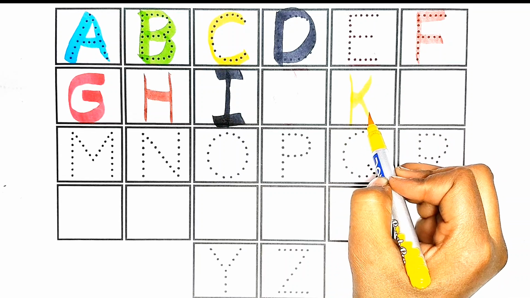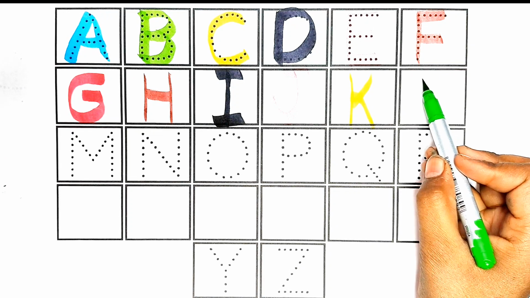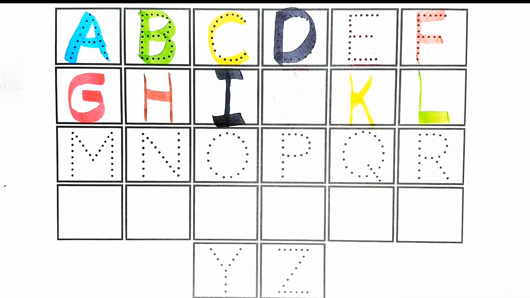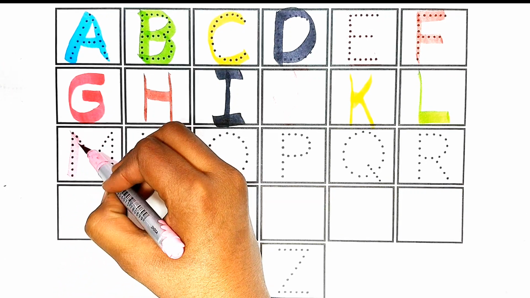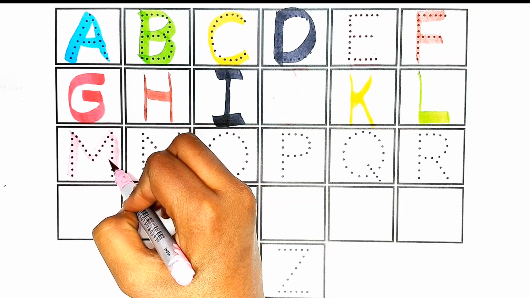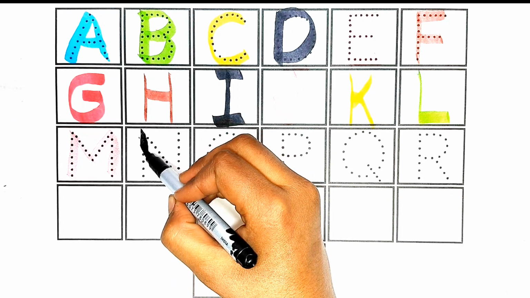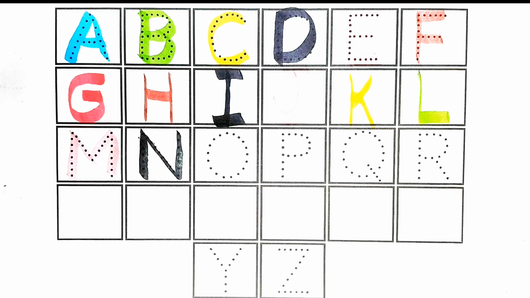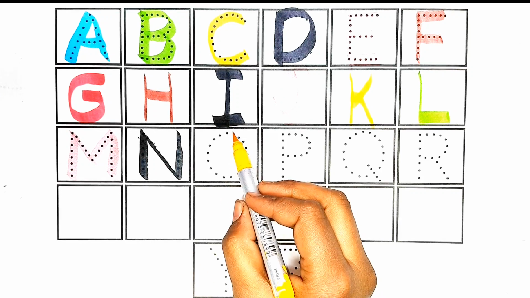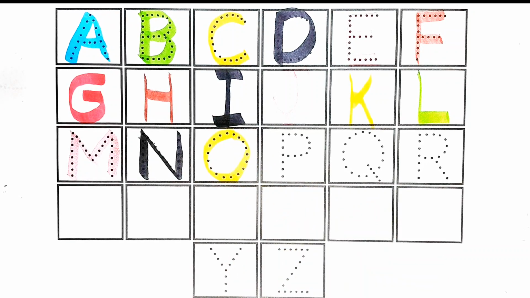K for kite, K for kite. L for lion, L for lion. M for monkey, M for monkey. What will come next, children? N for nest, N for nest. O for orange, O for orange.